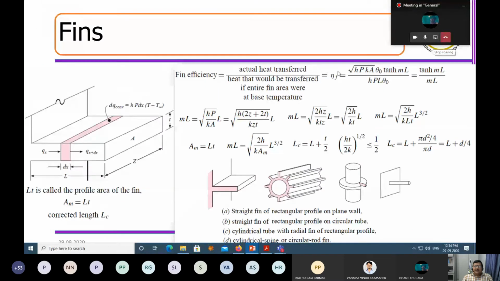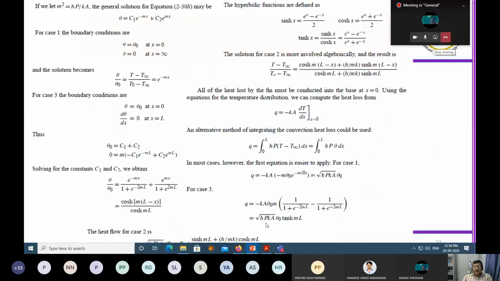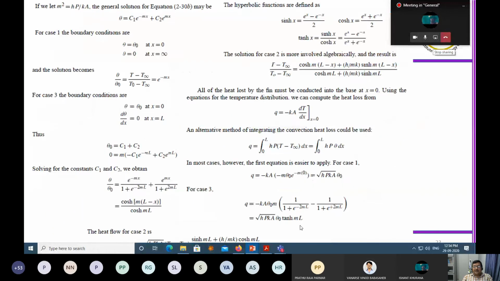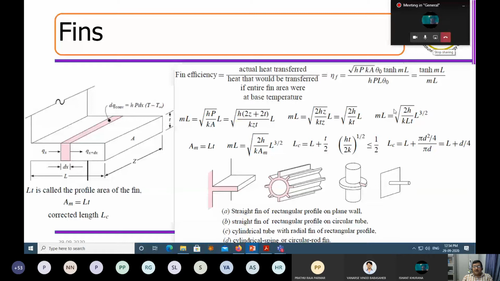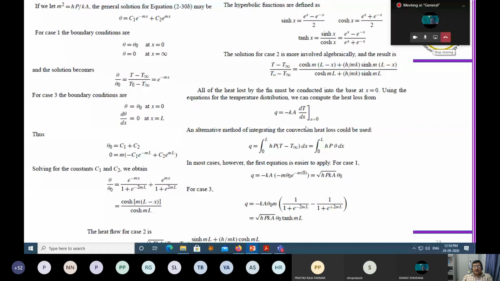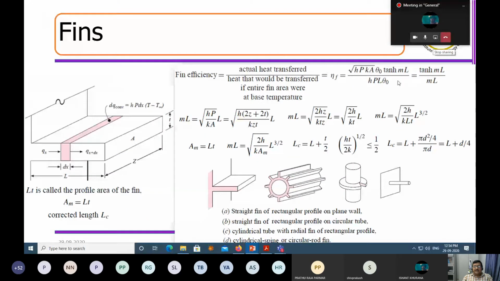So for eta, the efficiency, what do I put? I put this Q here at the top, and at the bottom, the heat that would have been transferred if the entire fin area was at base temperature. So I put this to be theta 0. Theta 0 means again T0 minus T infinity. So this is what is happening right now with the boundary conditions, with the system that I have designed, and this is what would have happened ideally. So this is a situation like tanh(ml) divided by ml.